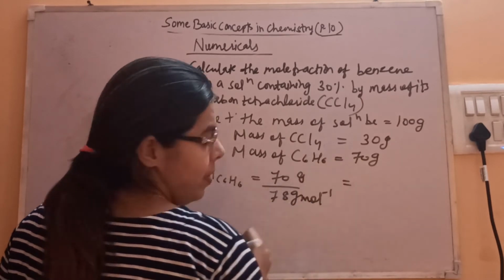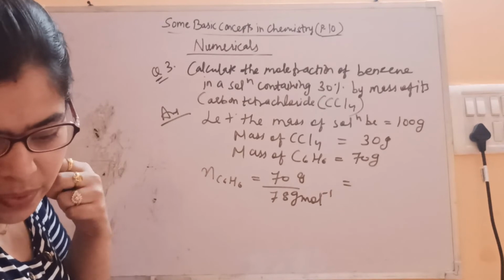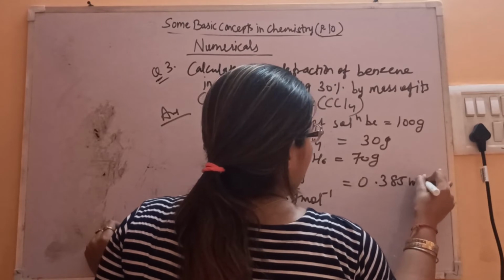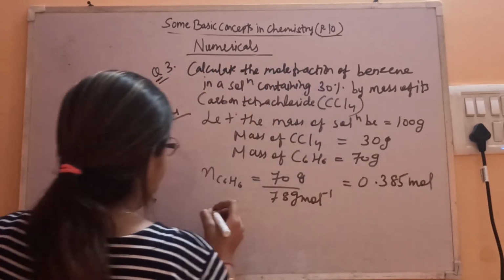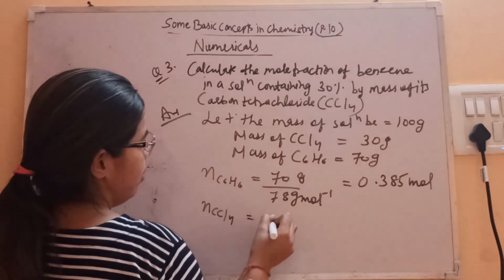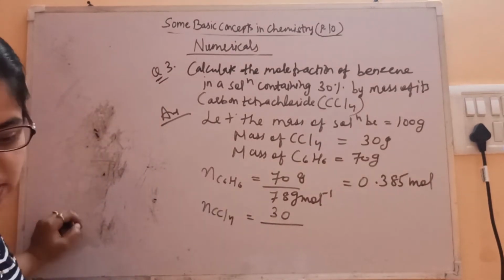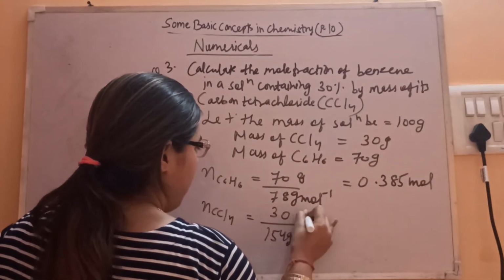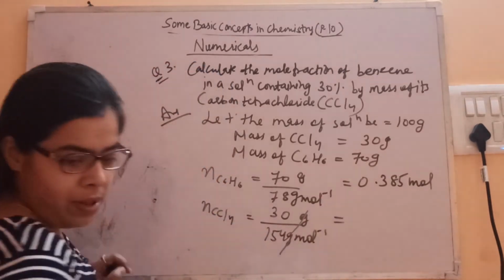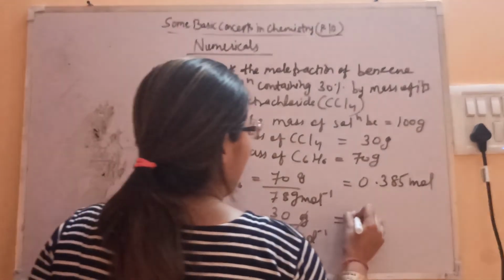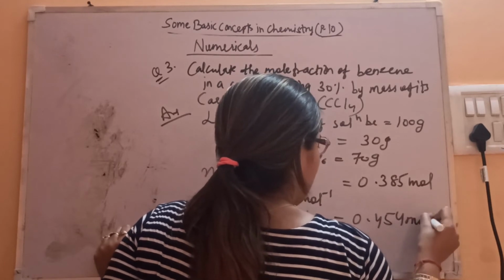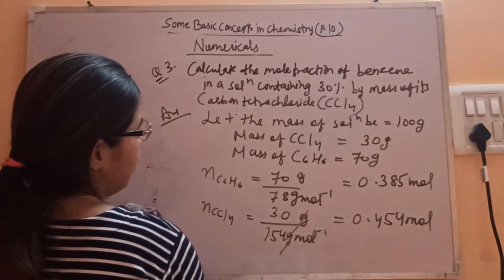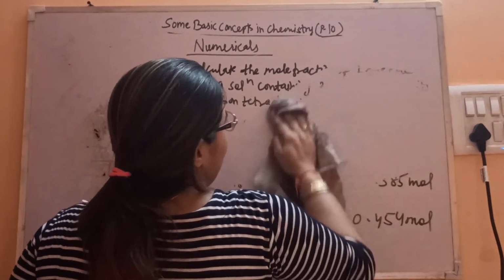So when you will solve this, you will get the number of moles here, that is 0.385 mole. Fine. Then calculate for CCl4. 30 divided by molar mass of CCl4 is 154. When you will solve this, the value is coming out to be 0.454 mole. Okay. Now apply the formula for mole fraction. Then let's see what value you will get.